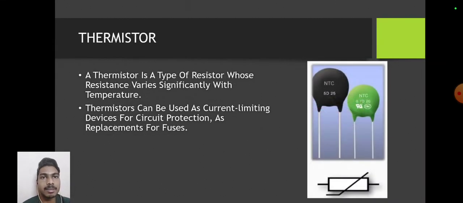And next one is thermistor. A thermistor is a type of resistor whose resistance varies significantly with temperature. Thermistors can be used as current limiting devices for circuit protection as a replacement for fuses. So this is the thermistor and this is the thermistor symbol.